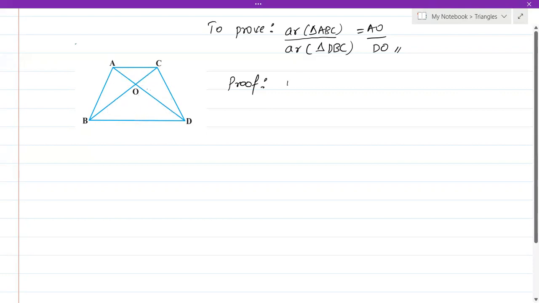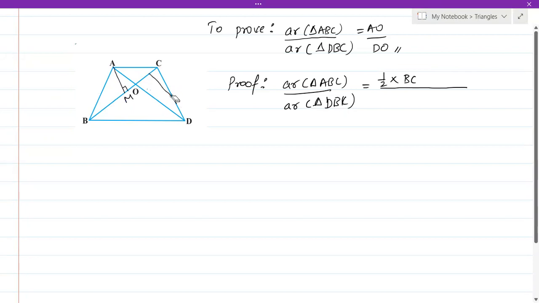So here we need the ratio of area of triangle ABC by area of triangle DBC, isn't it? Let's use the formula: area of a triangle is half into base into height. Let me take BC as the base itself. But there is no height. You cannot say AO is the height because we don't know whether this angle is 90 degrees or not. If it was 90 degrees, then BC is the base and AO is the height. We don't know that, so let's construct one such height. Let's take AM as the height.